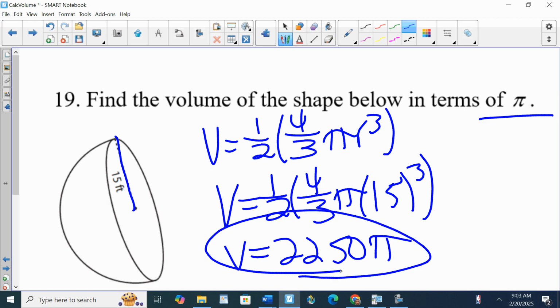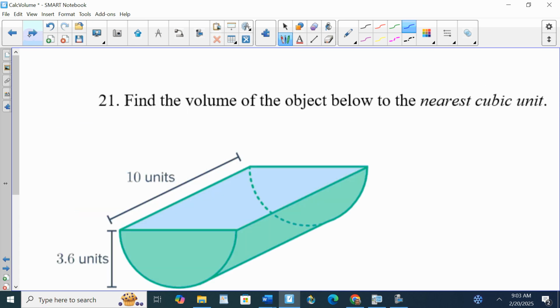If it said rounded to whatever, then I would have typed the pi. So if it's half of a shape, just throw half in front, whether it's a hemisphere or here it's a cylinder. So I'm not going to do this, but since cylinder is pi r squared h, I would just do half pi r squared h.